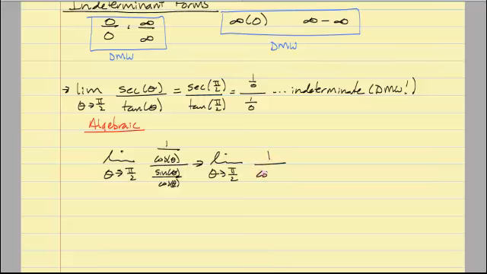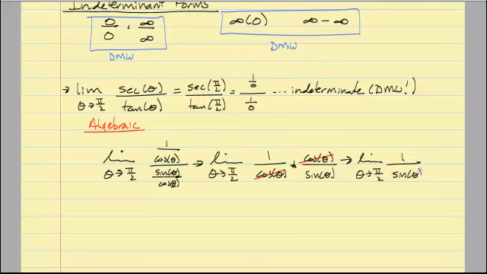So I have 1 over cosine theta. The denominator flips and I'm left with cosine theta over sine theta. Of course, the cosine thetas cancel, and I'm left with the limit as theta approaches pi over 2 of 1 over sine theta. Whoops, 1 over sine theta.